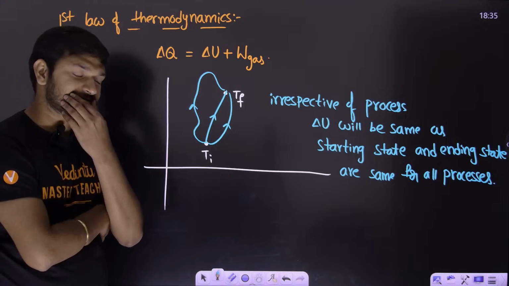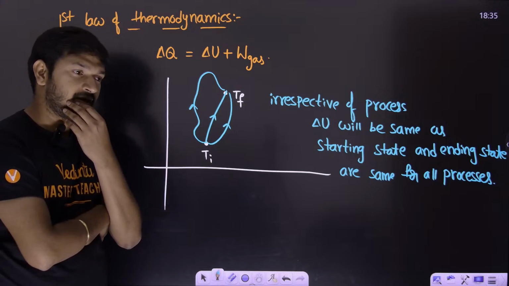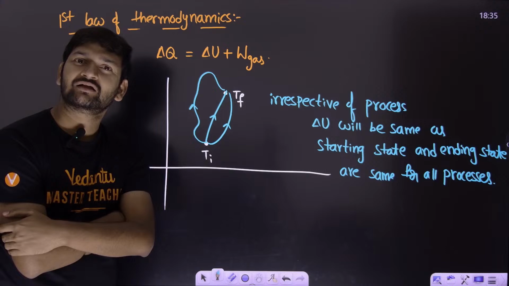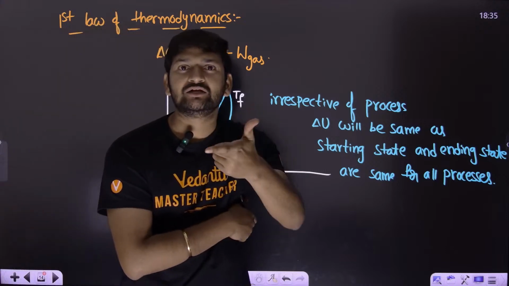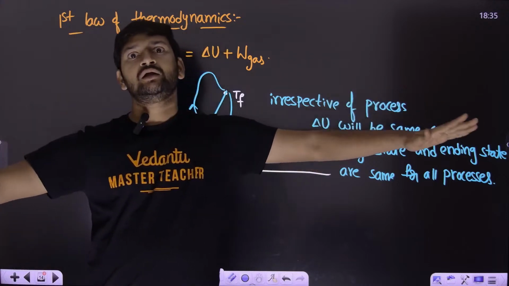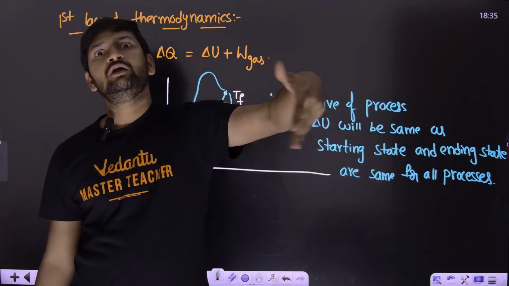Now, if that is the case, I'll try to calculate delta U, man. Because once I calculate delta U, it will remain the same for every process.